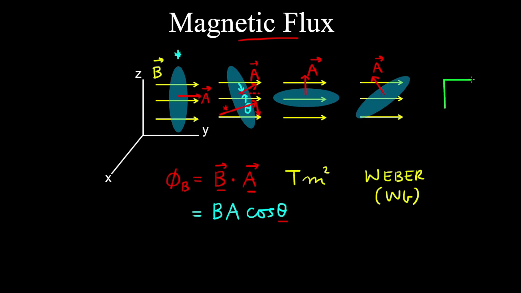And note that if we have a closed surface, then the area vector is perpendicular to the plane of the surface and always pointing outwards from the closed surface. Now if the magnetic field varies with the area, then the magnetic flux is defined as the integral of the dot product between a magnetic field and a differential area vector.